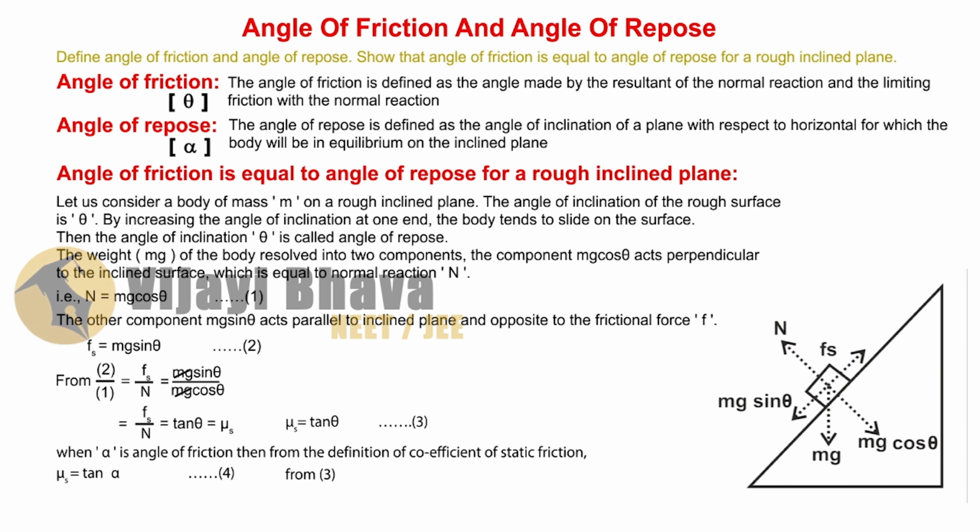When you compare equation 3 and 4, we can write tan theta is equal to tan alpha. Cancelling tan on either side of the equation, we get theta is equal to alpha, which proves that angle of friction is equal to angle of repose.